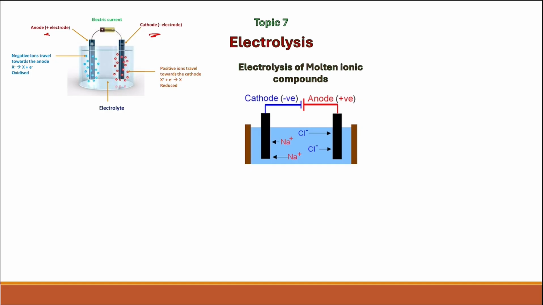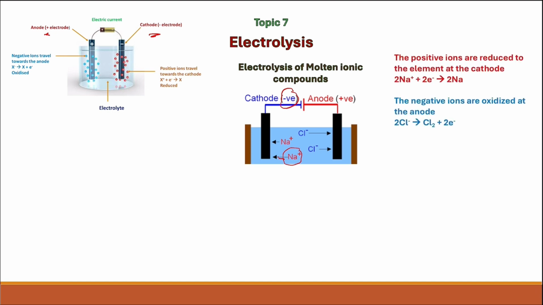They tend to ask you what happens at the negative electrode, or how this is formed at the negative electrode or at the positive electrode. Remember, this is a redox reaction, and they will normally ask you to write the half equation that happens at either of these electrodes. For the molten ionic compound, the cations, or the positive ions, will move towards the cathode, which is the negative electrode.